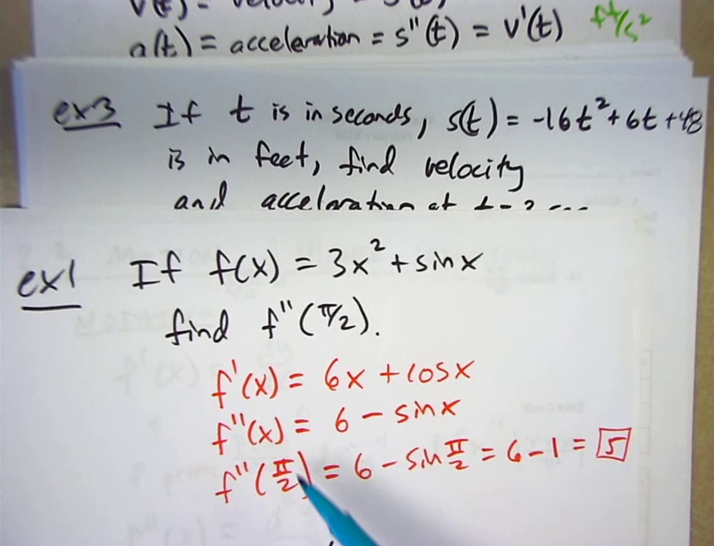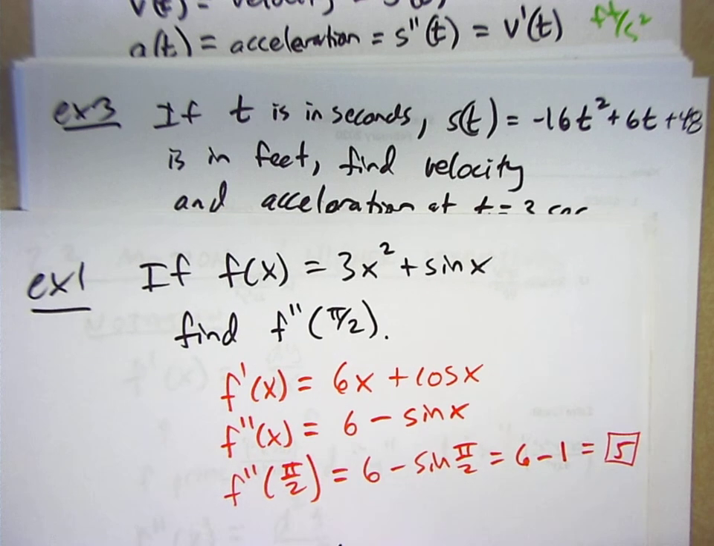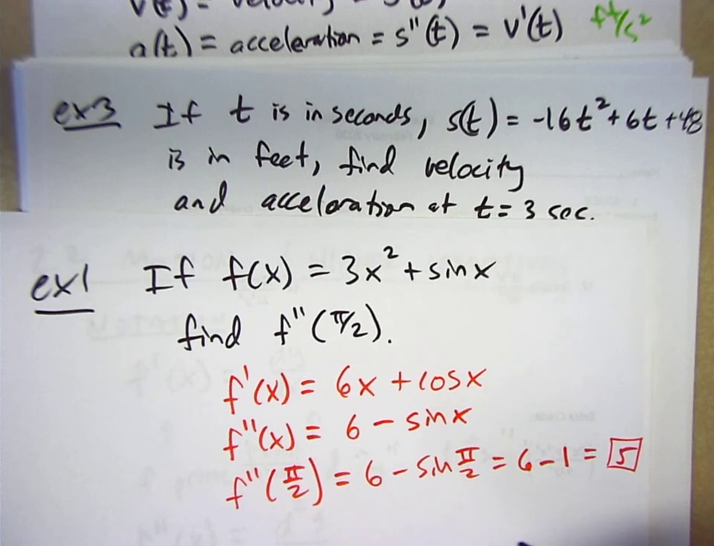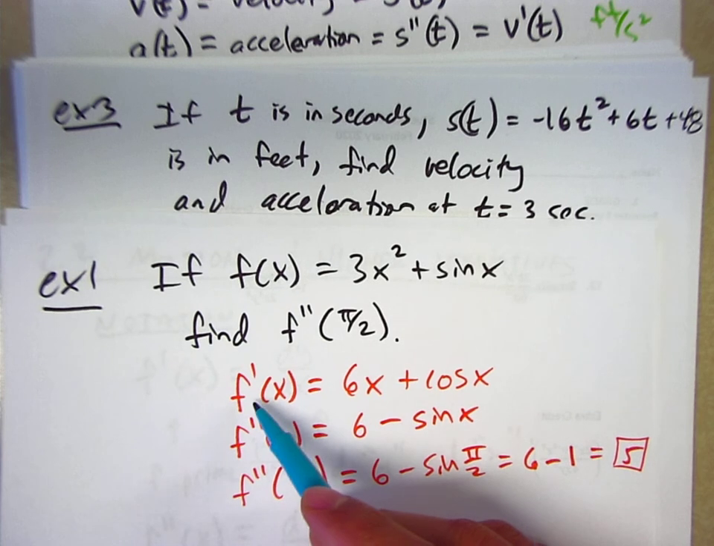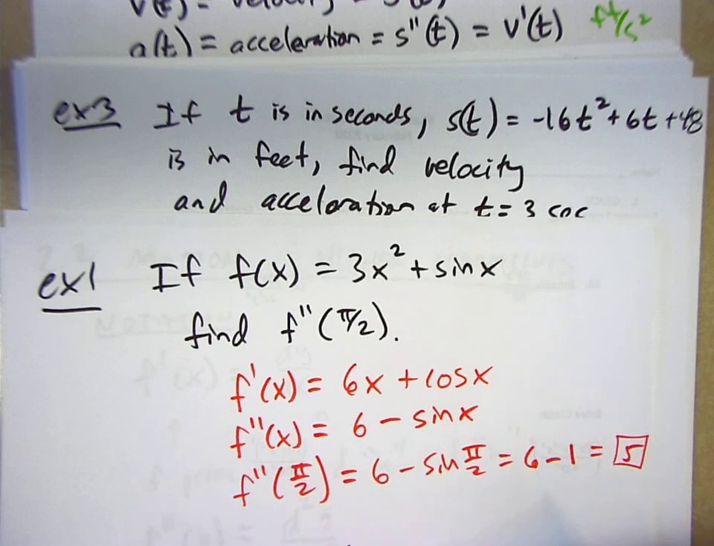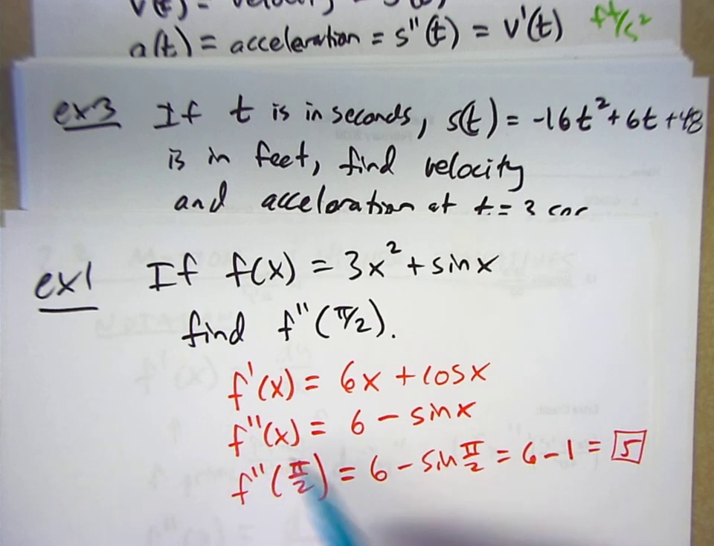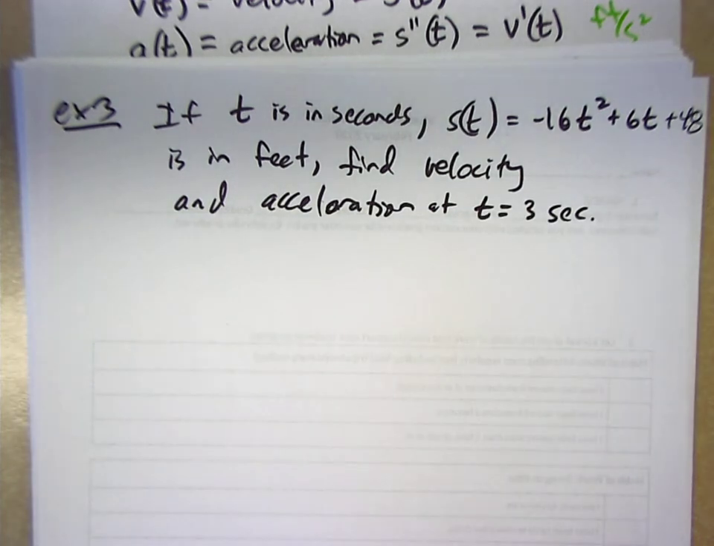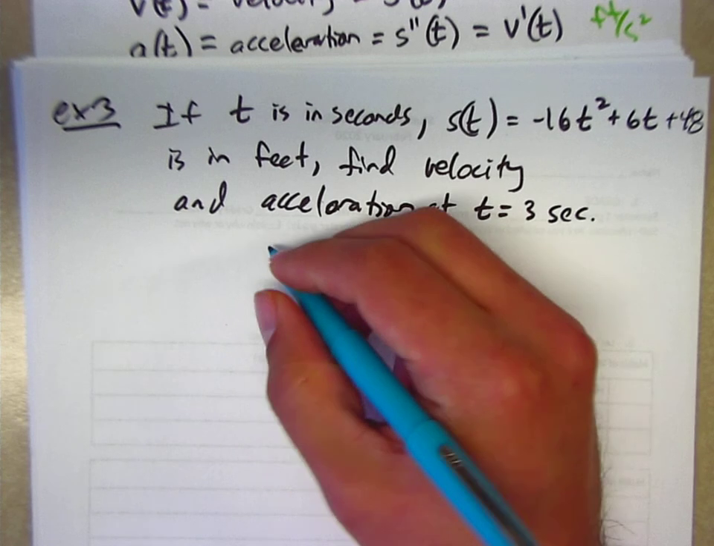Whenever you see a question like this, it's actually going to look exactly like the problem that we did for example 1. It's just now we have physical meaning attached to it. Does that make sense? When I find the first derivative, that's the formula that gives us the velocity. When I find the second derivative, that's the formula that gives you the acceleration. So we're going to do exactly what we did for example 1.